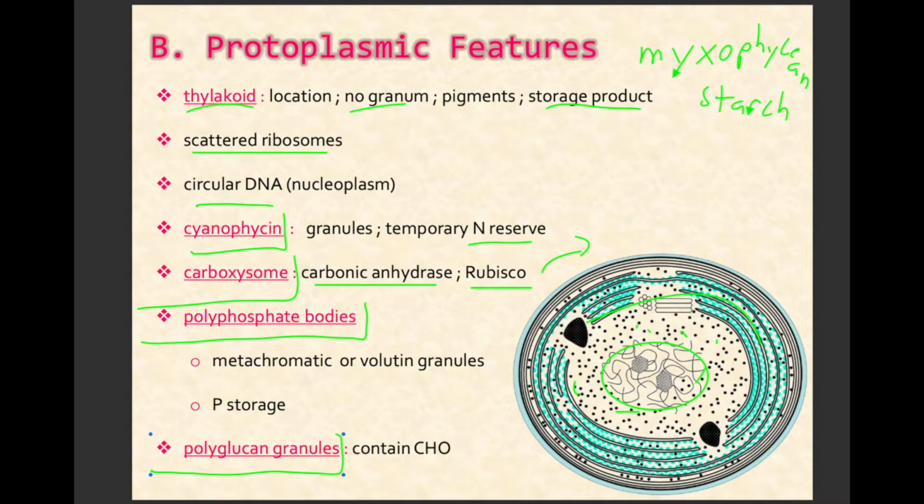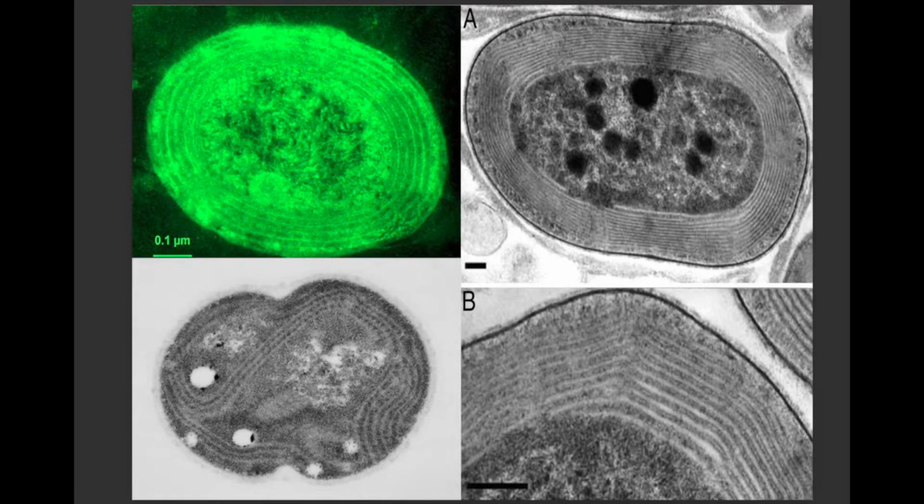You also have polyglucan granules, which contain CHO or your sugars. So these mainly serve as an energy storage of your organism. Okay, so you can see here the one thylakoid per band. You can see it in the periphery of your organism right here. Very organized structure and different components of the cells inside of it.